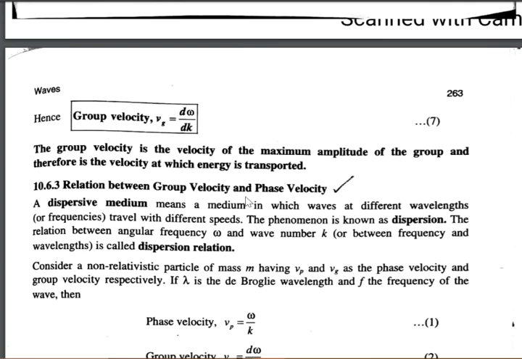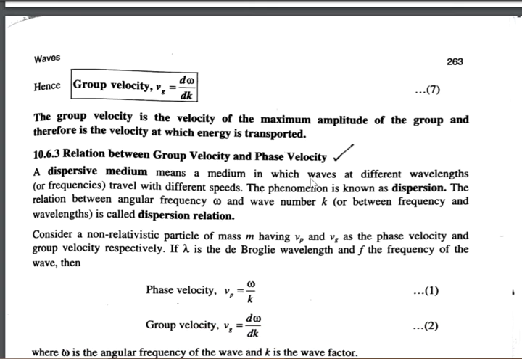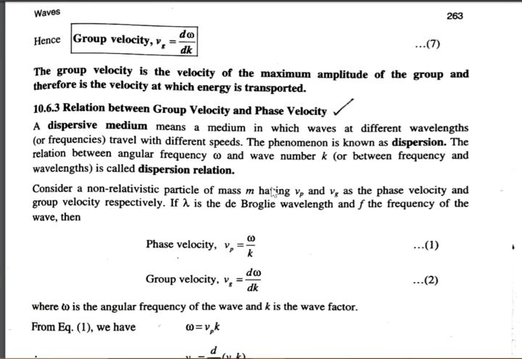And lastly, relation between group velocity Vg and phase velocity Vp. A dispersive medium means a medium in which waves of different wavelengths or frequencies travel with different speeds. The phenomenon is known as dispersion. So different waves with different wavelengths or frequency can travel with different speed in the medium. Such a thing we call dispersion, and the medium we call a dispersive medium.